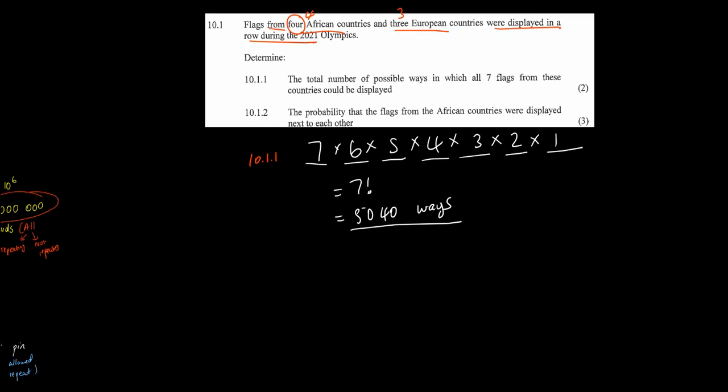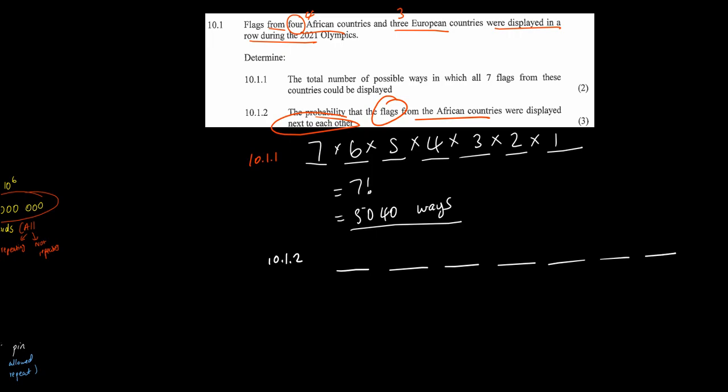Now 10.1.2, it says determine the probability that the flags from the African countries were displayed next to each other. Right. Before we even get to the probability, let's get the number of ways in which the flags from the African countries can be displayed next to each other. So it's going to be 1, 2, 3, 4, 5, 6, 7.